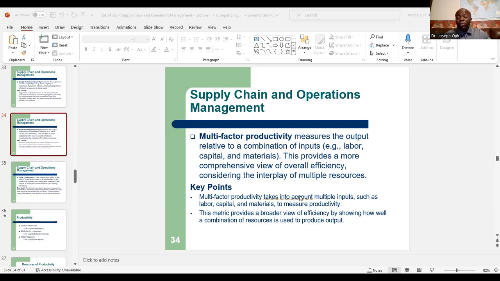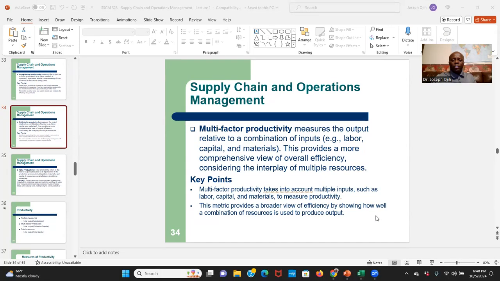In other words, multi-factor productivity takes into account multiple inputs. Like I said, those inputs include or might include labor, capital, and materials. So instead of using a single factor, we use all those factors or more to measure productivity. It gives us a broader view of efficiency by showing how well a combination of these resources are used to produce goods or services. I think you get the point.